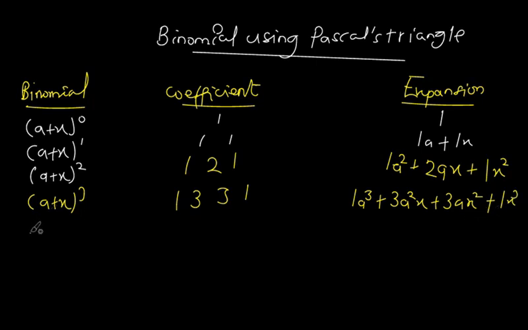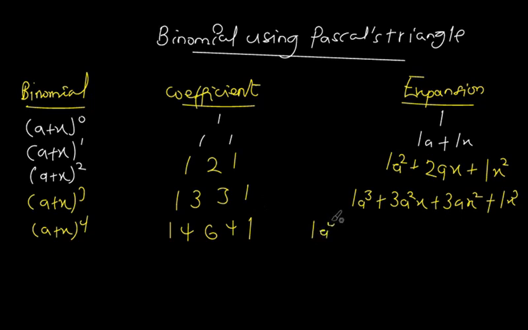If we have a plus x raised to the power 4, it will continue with the same trend. So we will have 1, then 1 plus 3 will give us 4, 3 plus 3 will give us 6, 3 plus 1 will give us 4, and then we repeat the 1. So the expansion will be getting there over here. You can see the pattern that it is following.